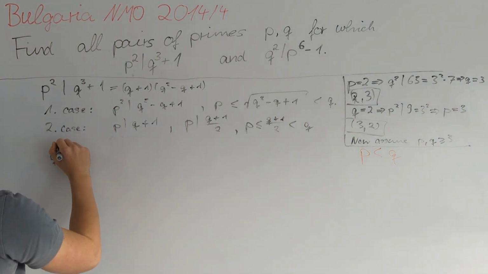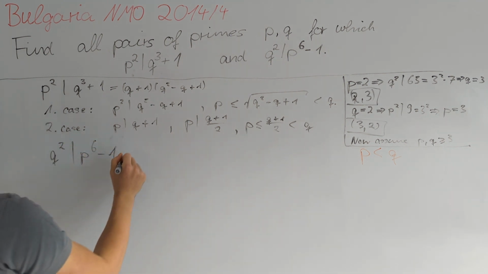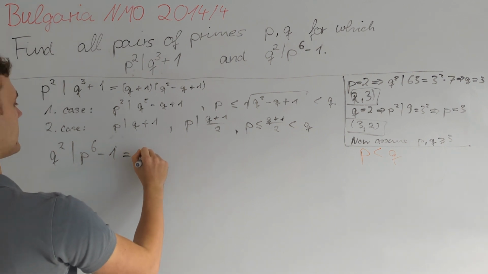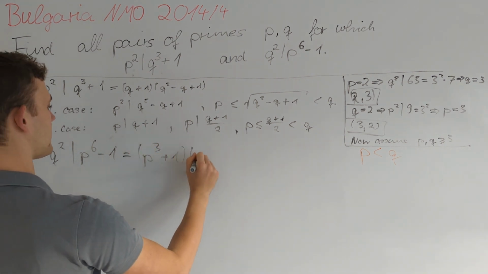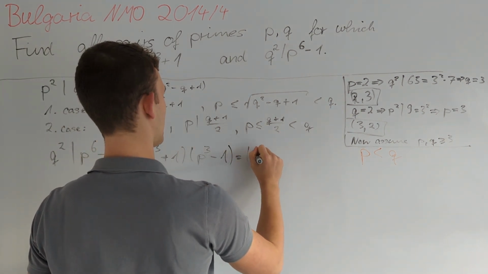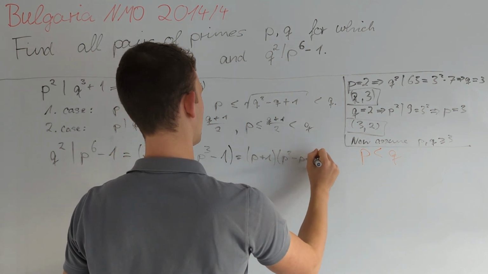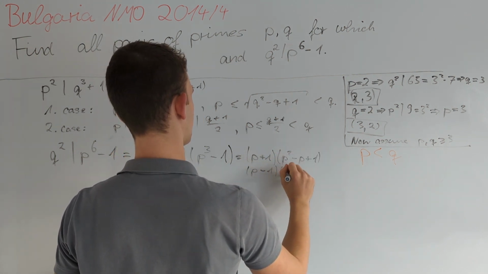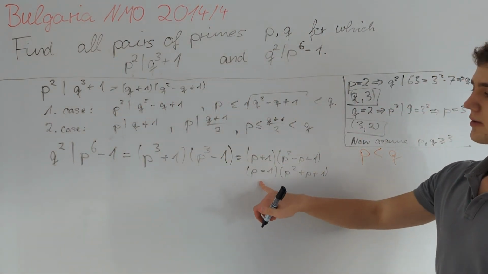So we get that q squared divides p to the power of 6 minus 1, which equals (p cubed plus 1) times (p cubed minus 1), and that is nothing but (p plus 1)(p squared minus p plus 1)(p minus 1)(p squared plus p plus 1). We can take a look at these factors on the right hand side.